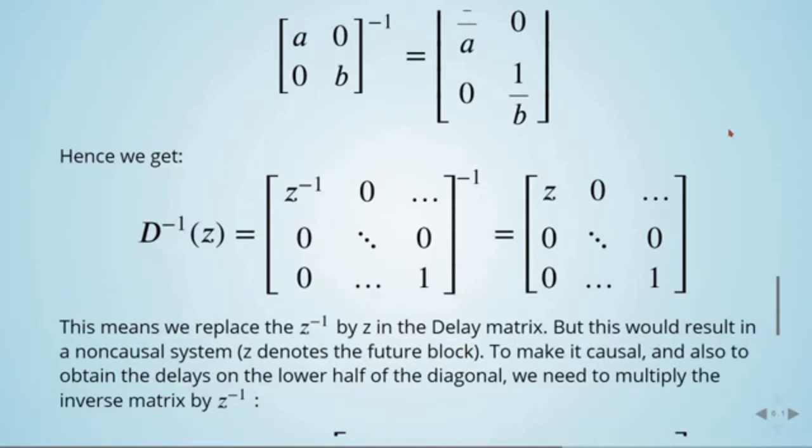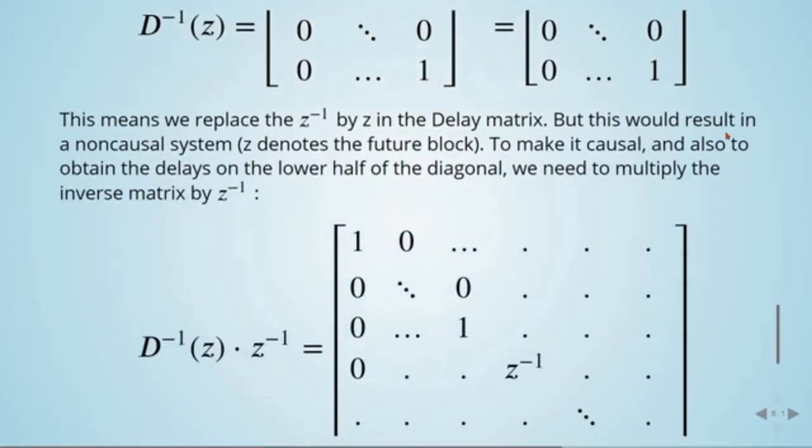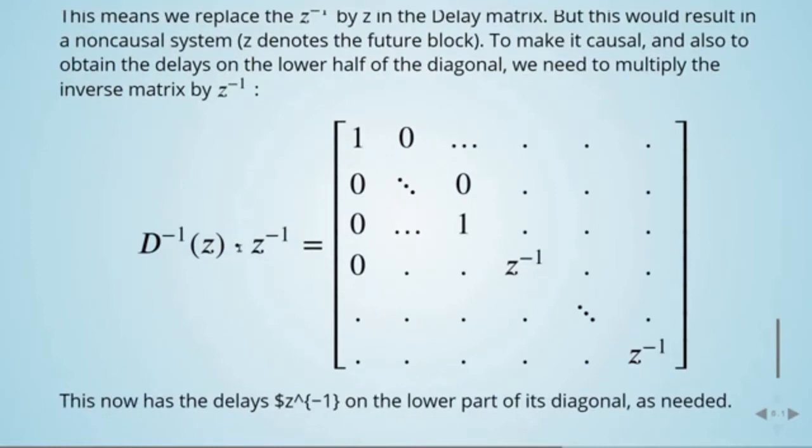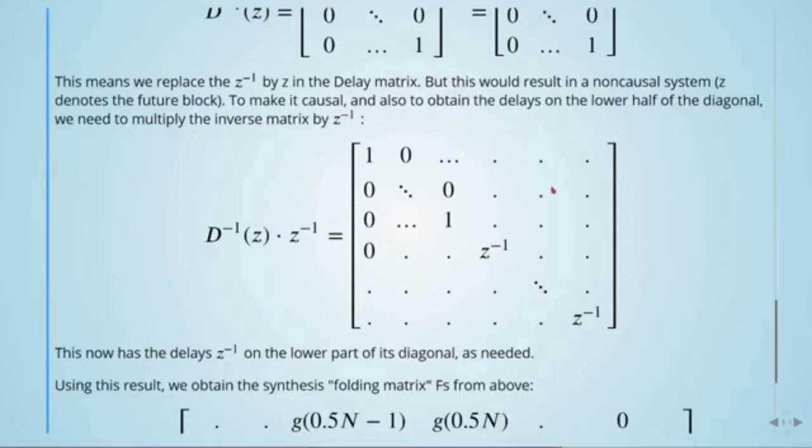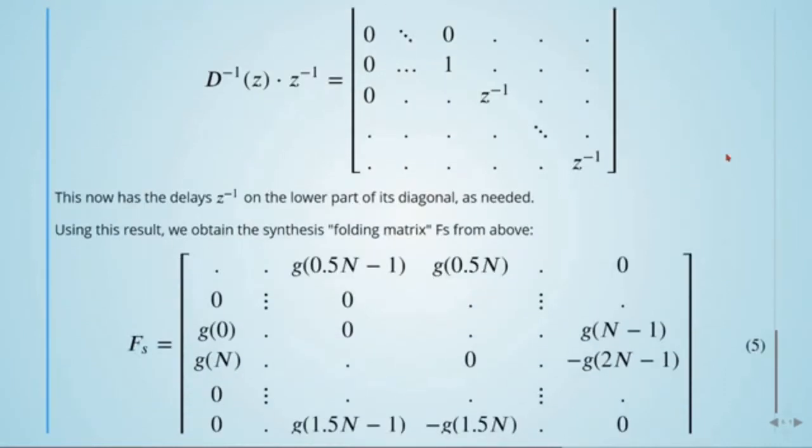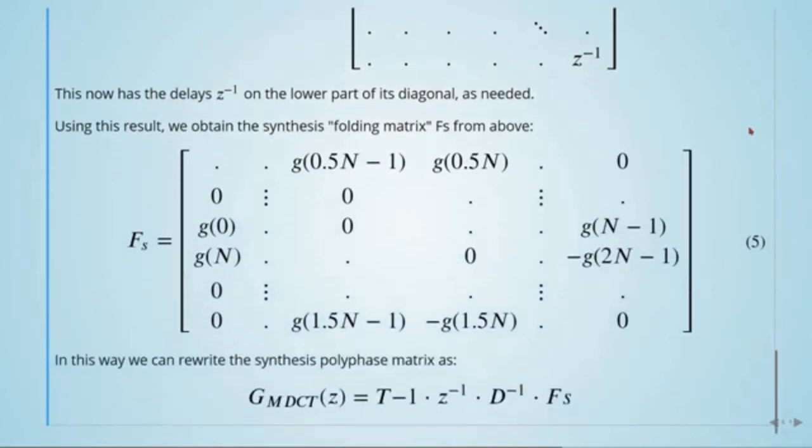But this would result in a non-causal system. So Z denotes the future block. To make it causal and also to obtain the delays on the lower half of the diagonal, we need to multiply the inverse matrix by Z to the power of minus 1. So this now has the delays Z to the power of minus 1 on the lower part of its diagonal as needed. And using this result, we obtain the synthesis folding matrix FS.